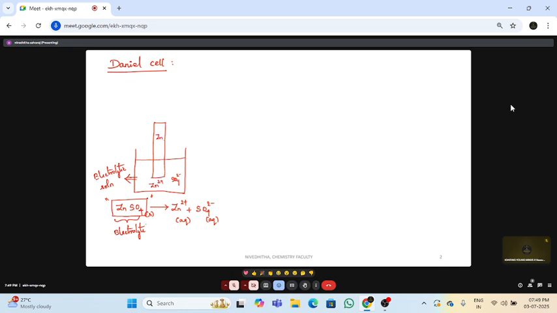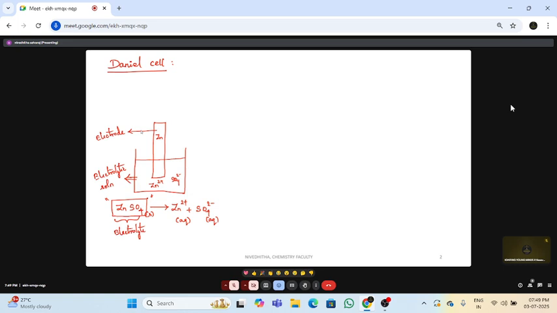So zinc sulfate salt is the electrolyte, and I've dissolved the zinc sulfate salt inside the solution, and the solution is called the electrolytic solution, into which I'm going to dip a metal which is zinc, and this is called the electrode. So in this cell, I've constructed the half cell. Okay, in the Daniel cell, I've constructed the half cell, and now I'm going to construct another half of the cell, and I'm going to connect both the halves.